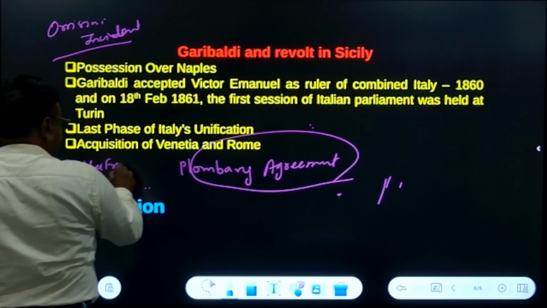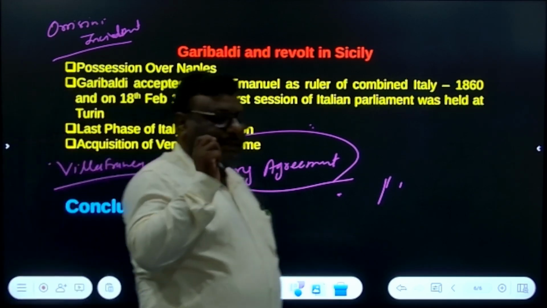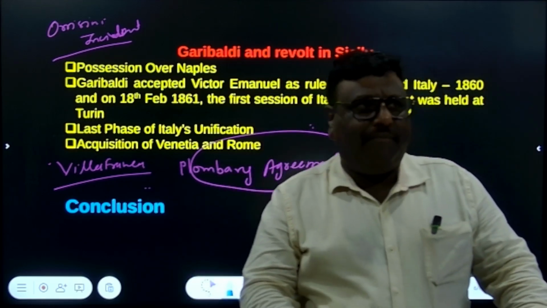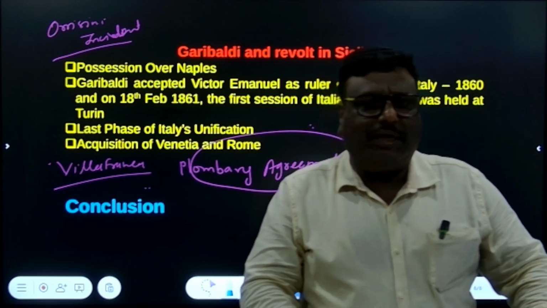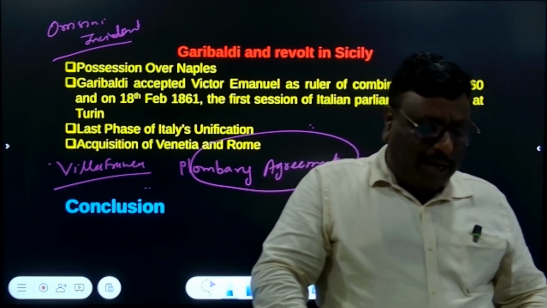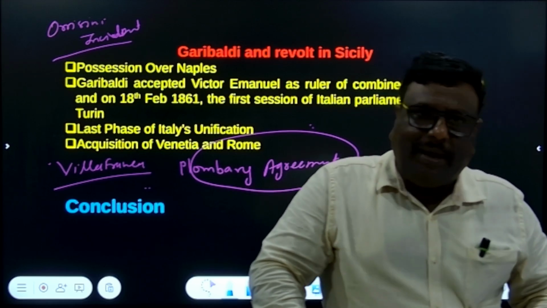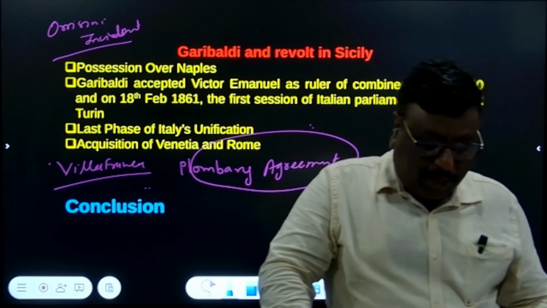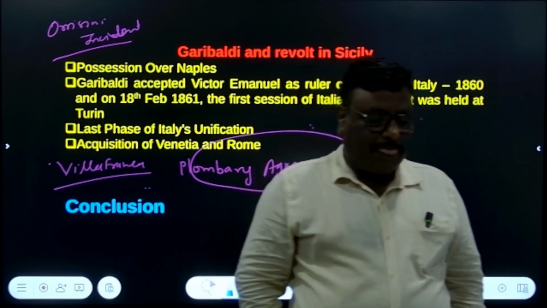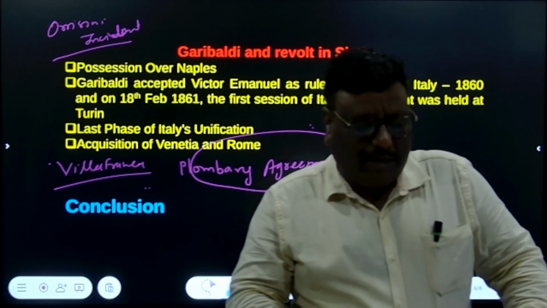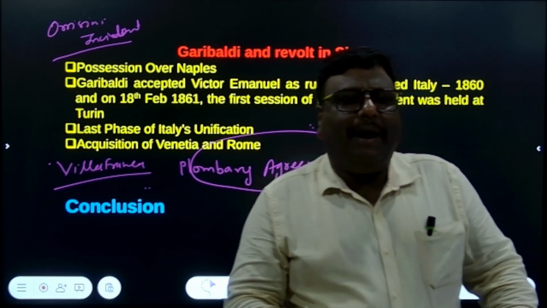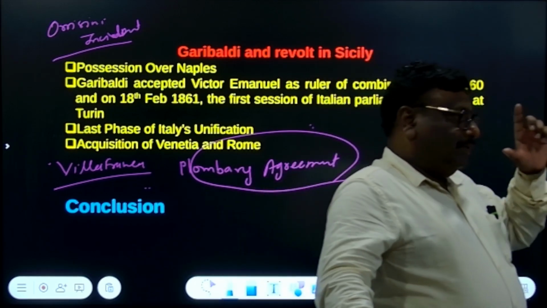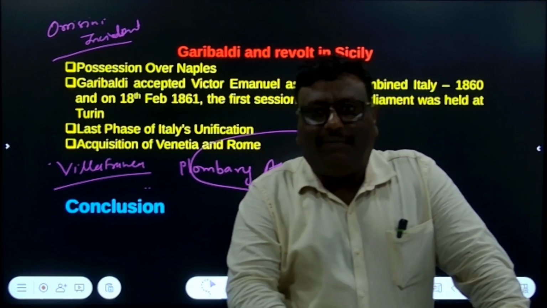Villafranca Treaty was signed. As per this treaty, Napoleon decided to withdraw himself from the Austro-Sardinian War, and Lombardy will be given to Sardinia, while Venetia would remain with Austria. The rulers of central Italy, Parma, Modena, Tuscany, should be restored, and Italy will be converted into a federation under the presidency of the Pope, and Venetia will become part of that Italian confederation.